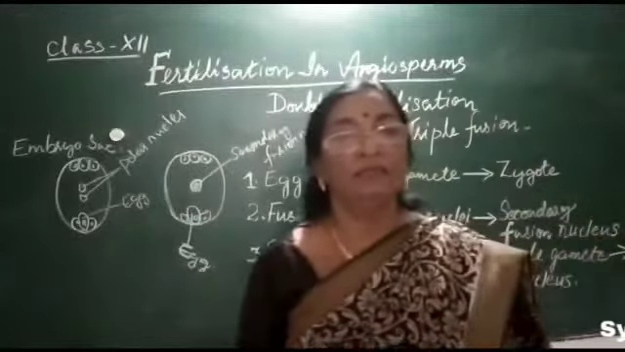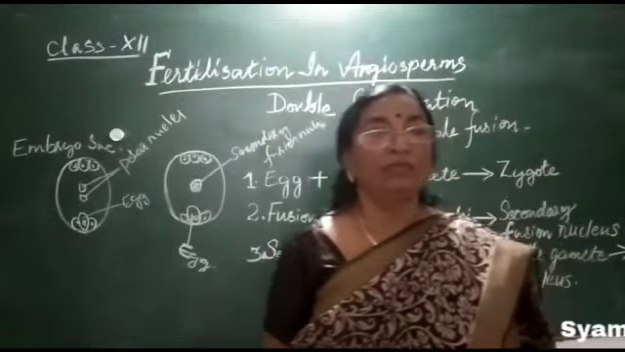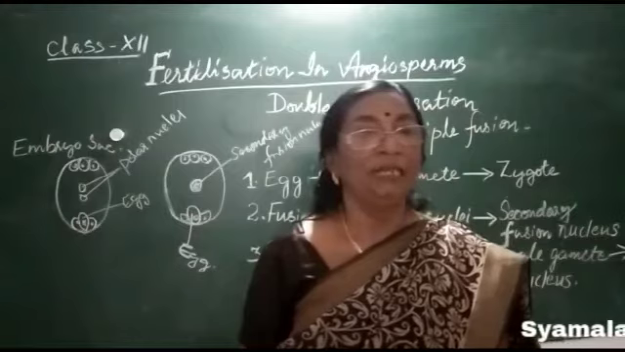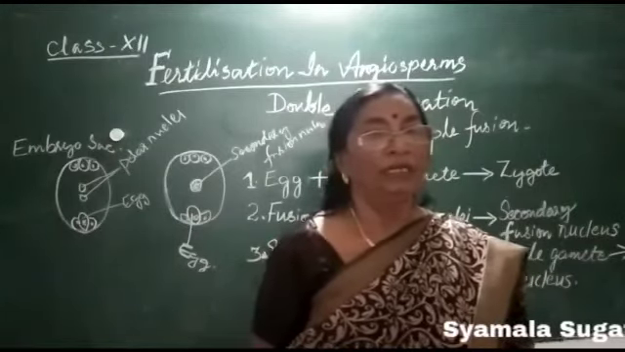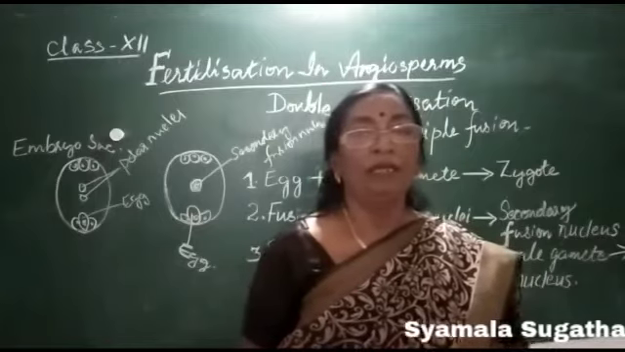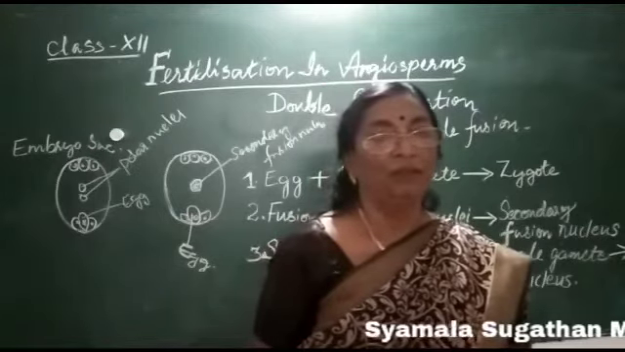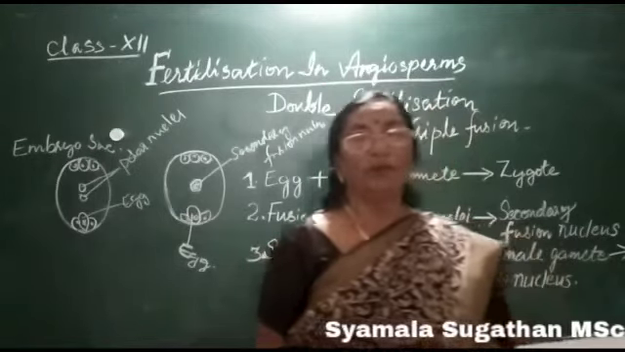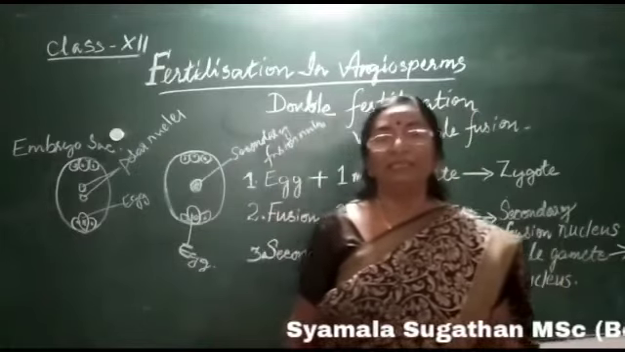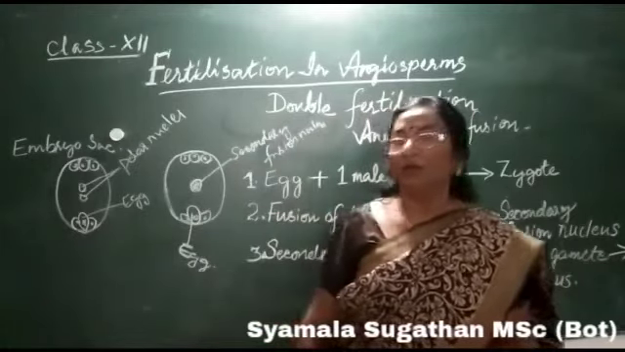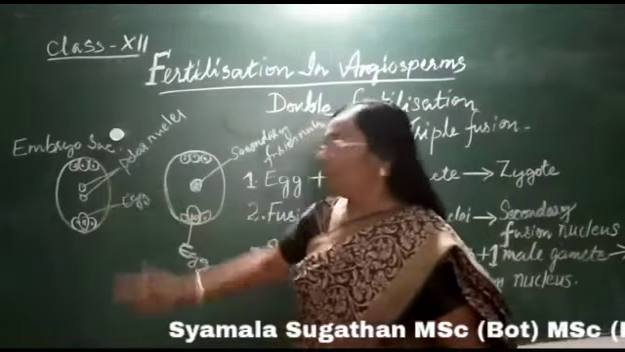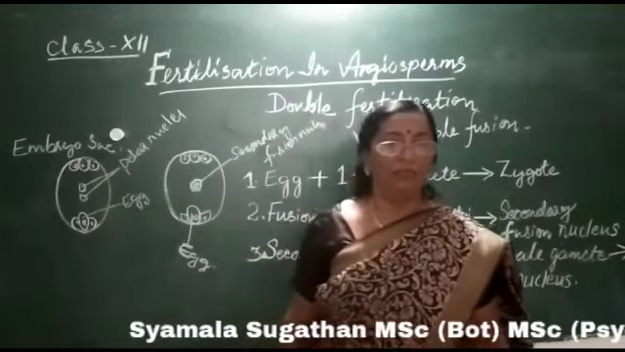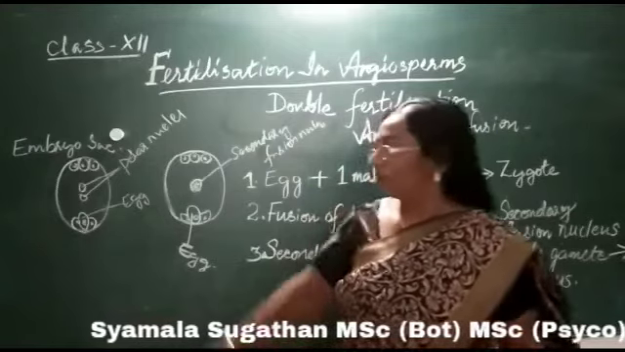Good morning, dear children. Today we are going to study fertilization in angiosperms. Fertilization is the fusion of male and female gametes. When we study fertilization in angiosperms, first of all we have to see the embryo sac and the different nuclei associated with it and the fusion of the gametes.